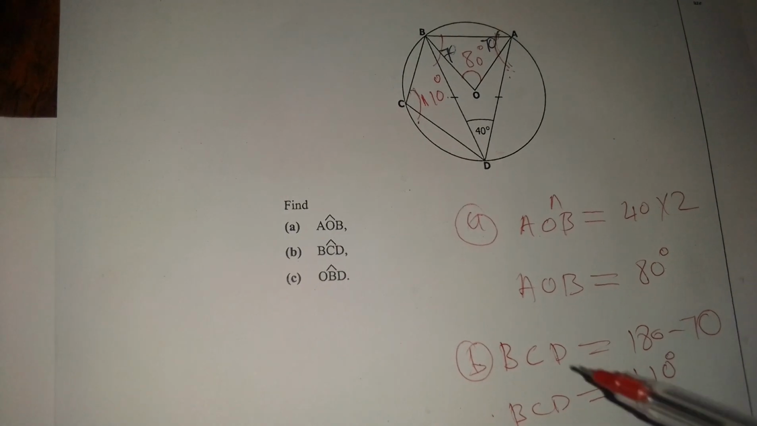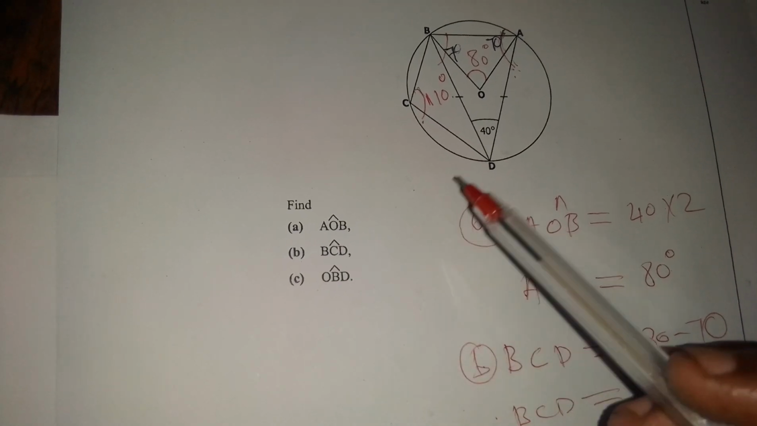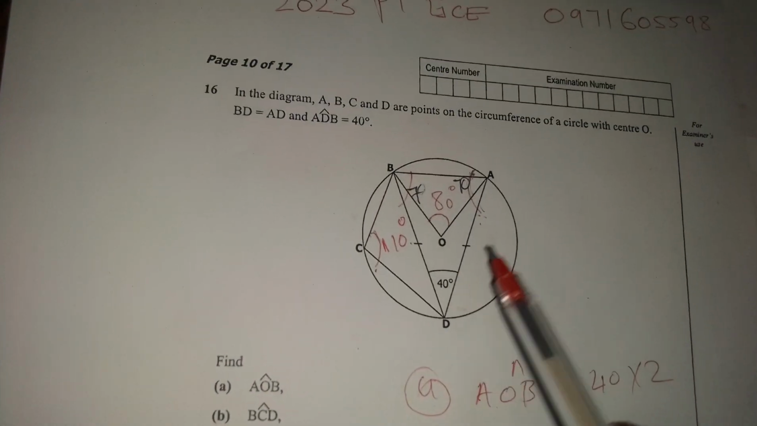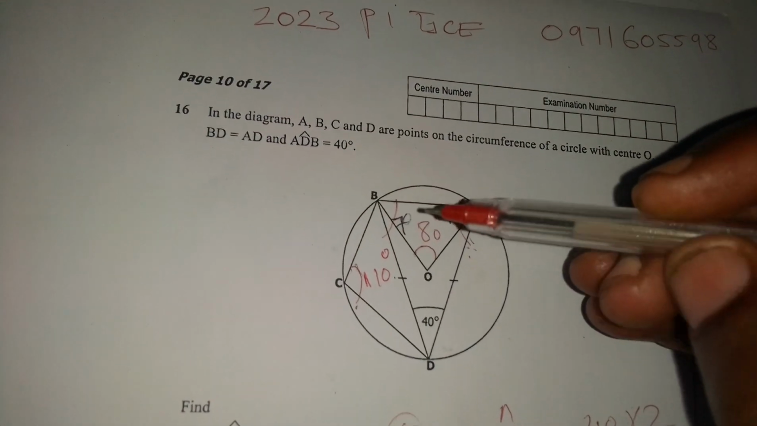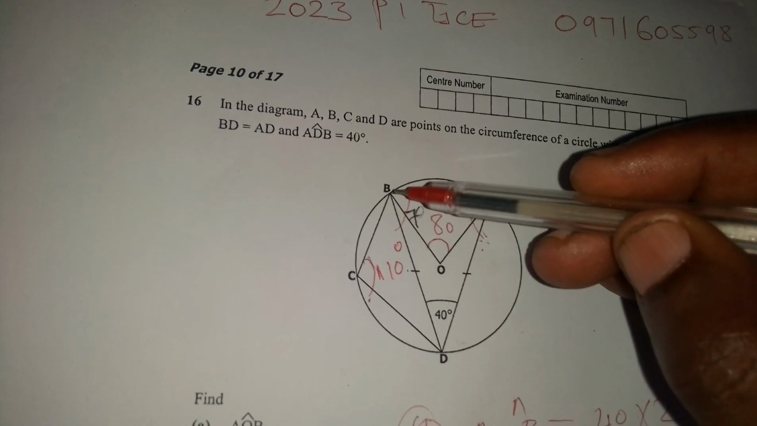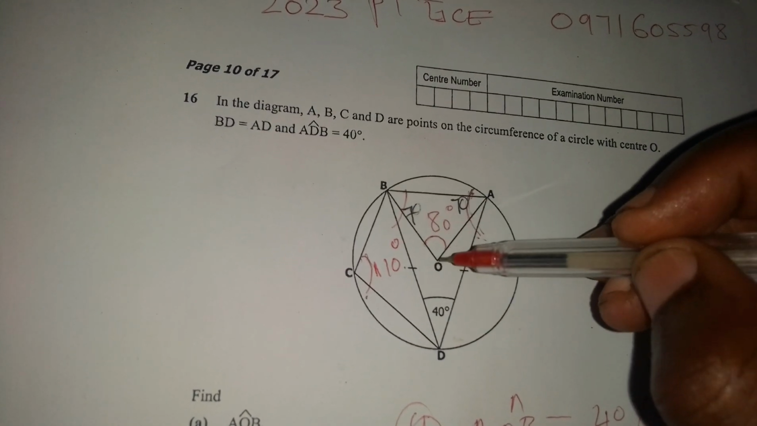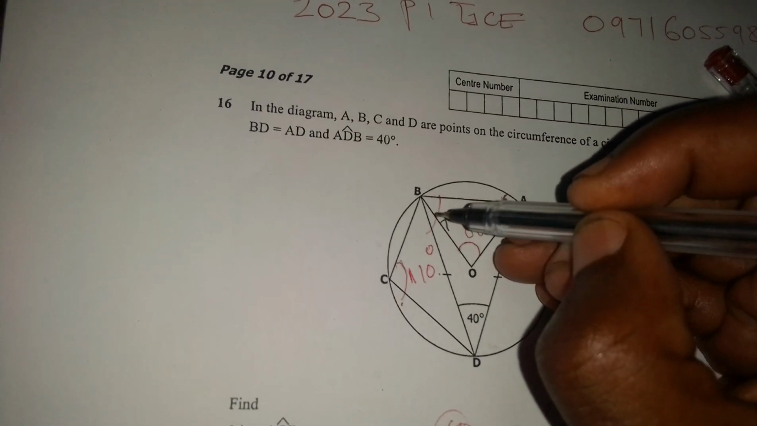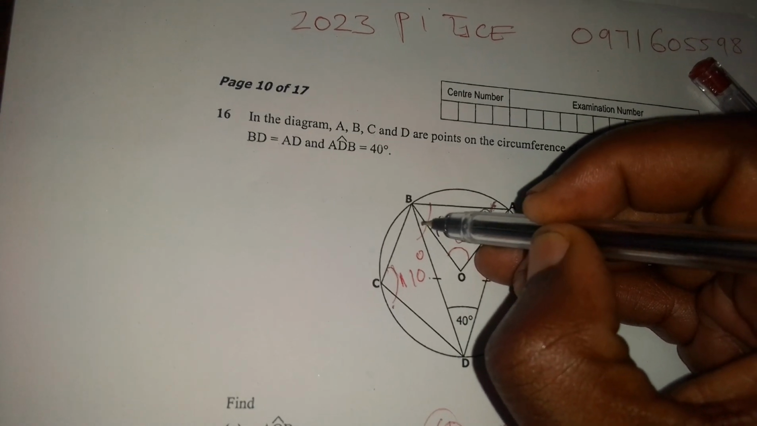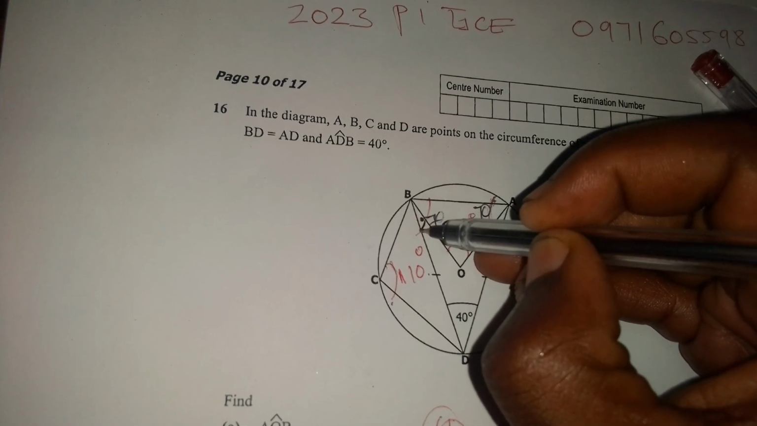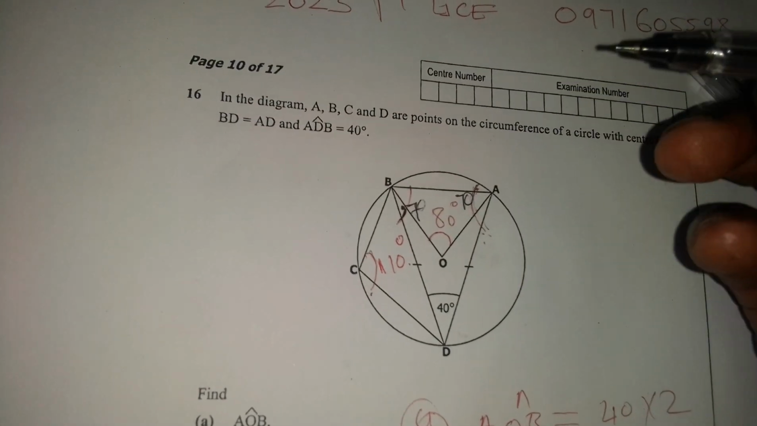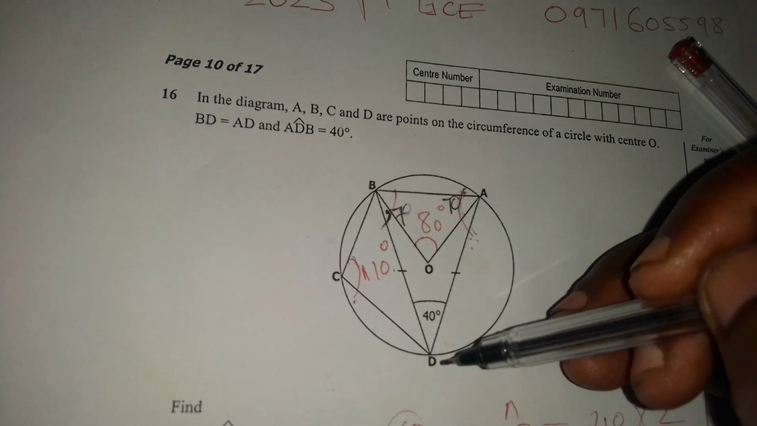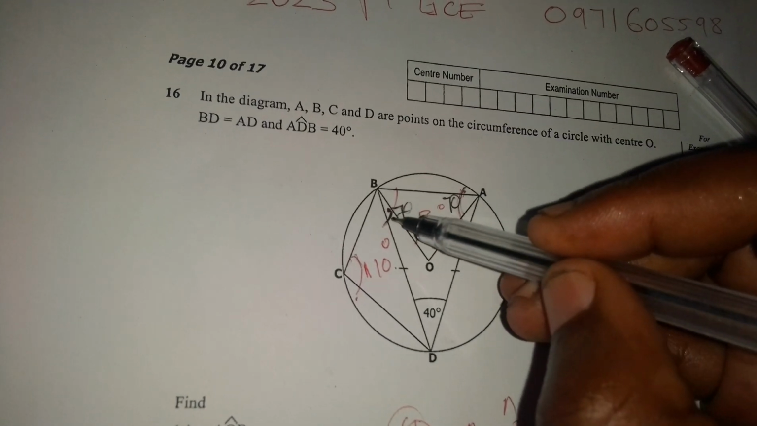Then the last one, OBD. Remember to follow the letters. They are saying OBD. So let's go and look at OBD. So this is O, B, then D. You see that? O, B, D. Now what they want is the angle which is here, inside here, where I've put a dot like this. I'll change it to black pen. They just want O, B, then D. You see that? They just want this angle which is there.